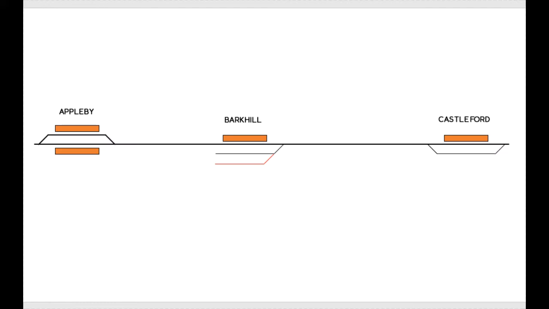So just to give a little example, here's a railway that I've drawn with 3 stations and a run-round loop at each end and some sidings in the middle. And my recommendation has always really been to have an asset between stations or other significant locations. So highlighted in green there might be an asset between Barkhill and Castleford.